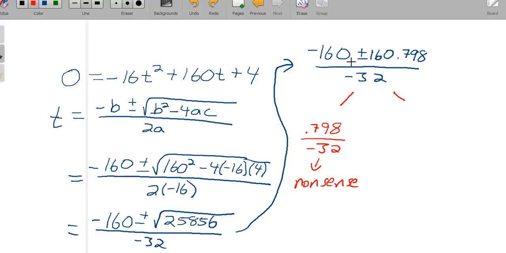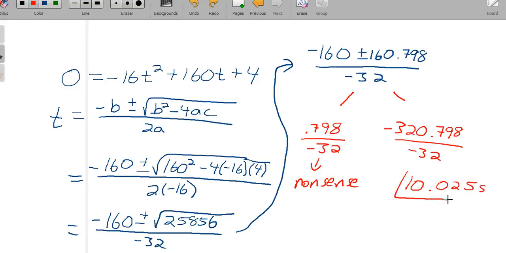The other solution that we get is the negative 160 minus 160.798. And when you combine those together, you get negative 320.798 over negative 32. Dividing those, because they're both negative, ends up giving you the answer of 10.025 if you go to 3 decimal places. And this is the answer that makes sense for the given problem. And so we end up finding that it would take 10.025 seconds for the arrow to reach the ground.